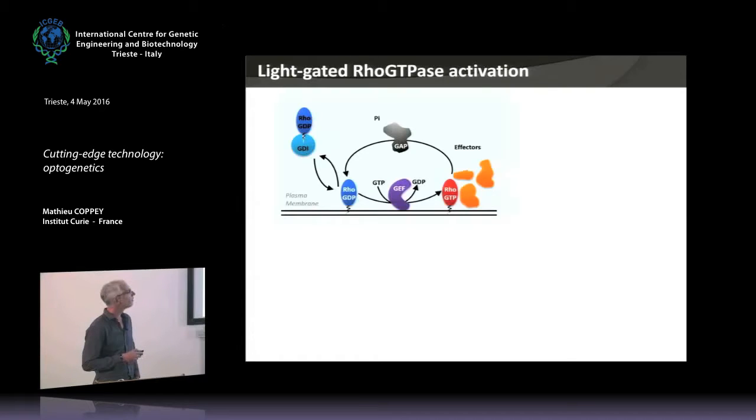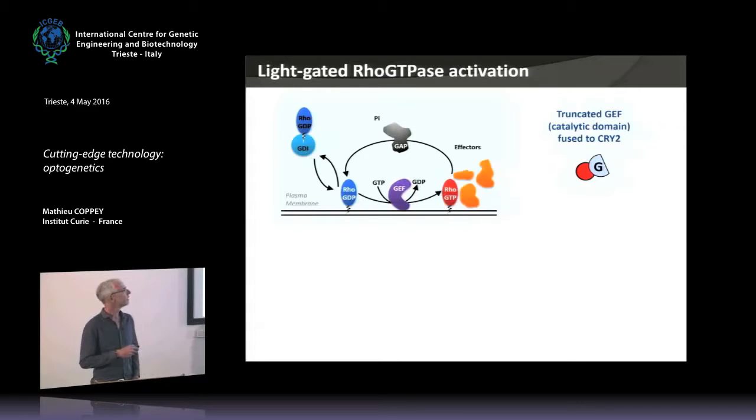And in the active form, bound to the plasma membrane, they recruit tons of effectors. And they are deactivated with GAP, so there is this whole cycle of activation and deactivation that takes place. And the idea of optogenetics was to use this GEF, this activator, but truncated.